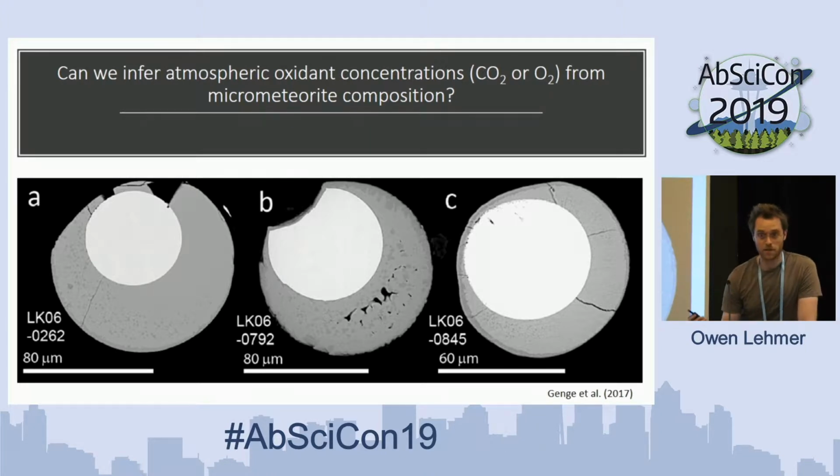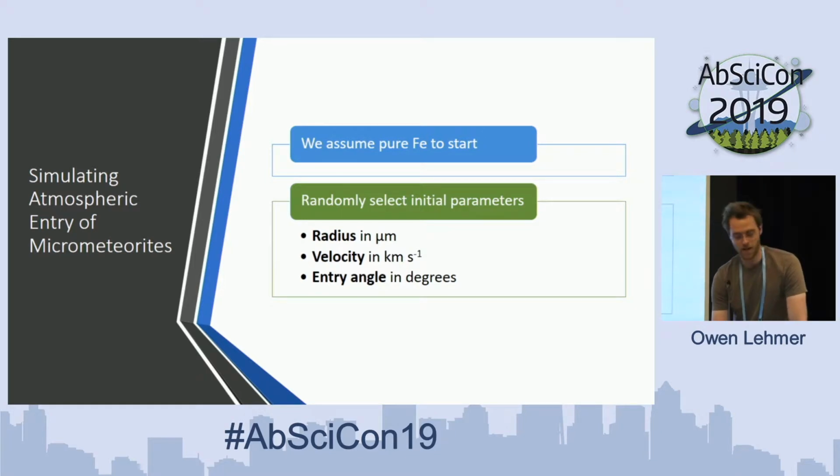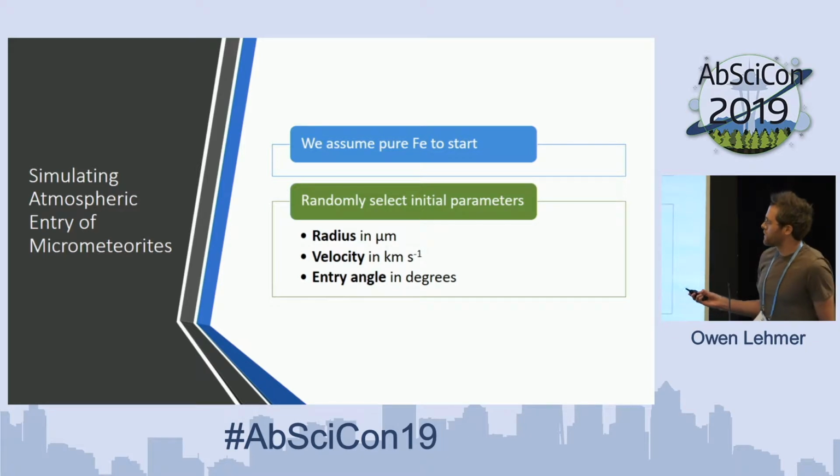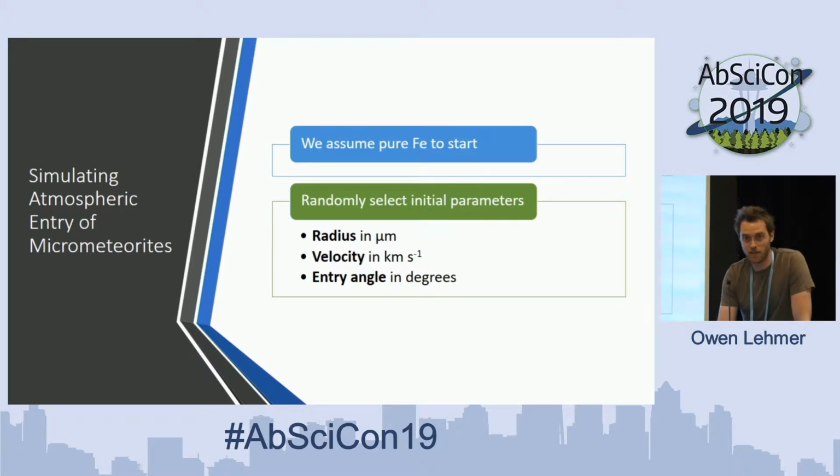So of course, we started with the modern atmosphere. So we have a known atmospheric composition, and we can collect modern micrometeorites like you just saw, and then we can try and back out the atmospheric composition. And so our model starts out with the assumption that we have a pure iron micrometeorite at the top of the atmosphere, and then we pick a radius for that particle, we pick a velocity and an entry angle, and then we drop it into the atmosphere essentially and see what happens.